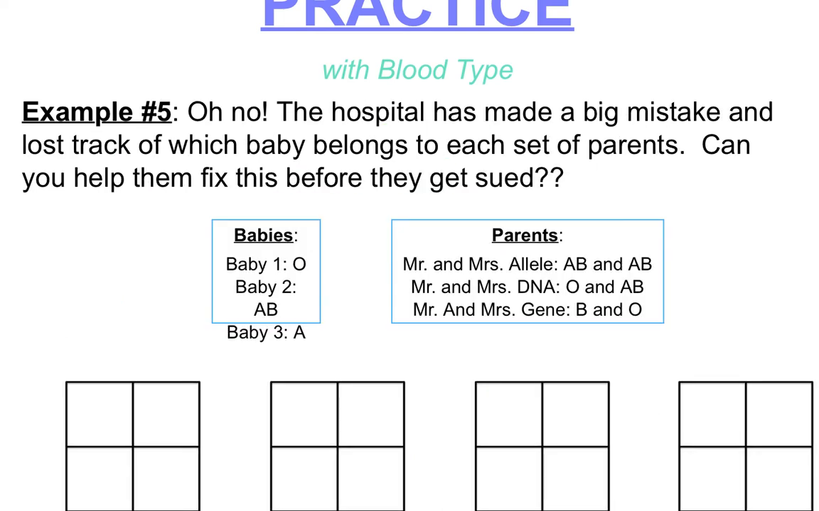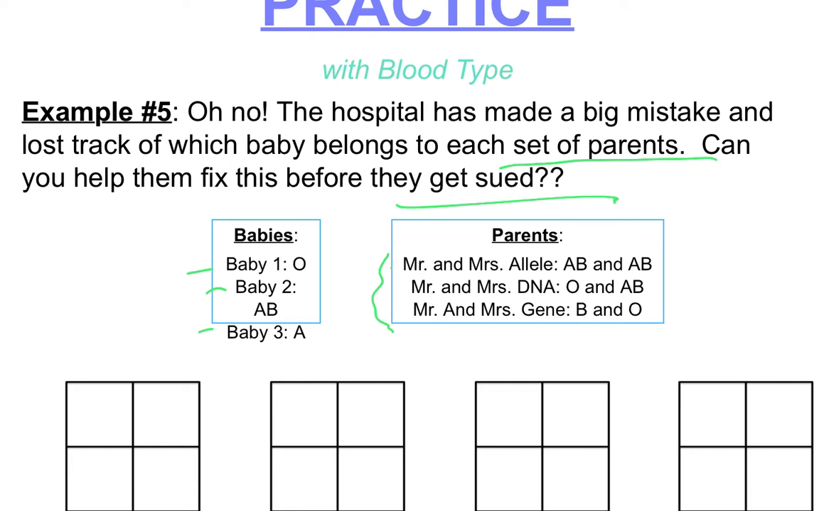So what is a lot of this used for? Let's say, oh no, the hospital has made a big mistake and has lost track of which baby belongs to each set of parents. How horrible is that? Can you help them fix this before you get sued? If you were in charge of matching baby 1, baby 2, baby 3 up to the set of parents, how would you do that?